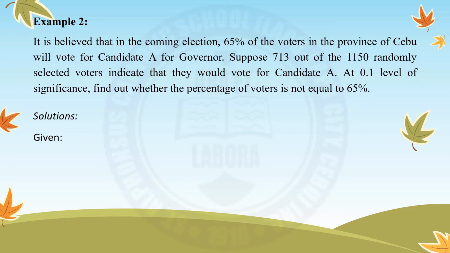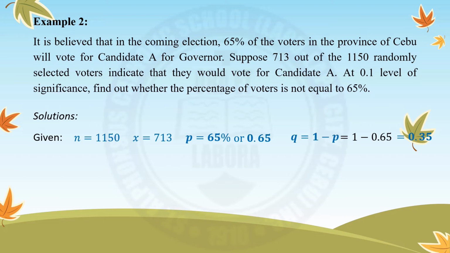The given values based on the situation are n, or the sample size, is equal to 1,150. X, or the number of elements in the sample, is equal to 713. P, or the population proportion, is equal to 65% or 0.65. Q is equal to 1 minus P, or substitute the value of P, which is 0.65. So we have 1 minus 0.65. The answer is equal to 0.35.